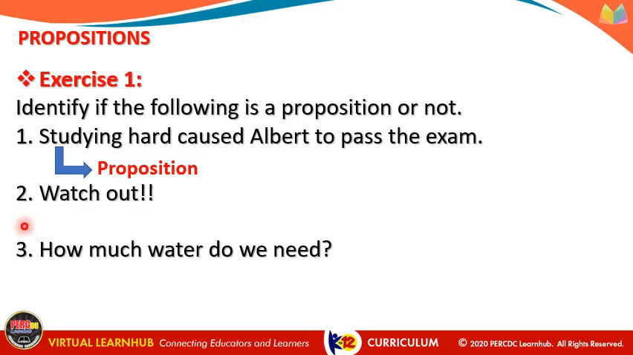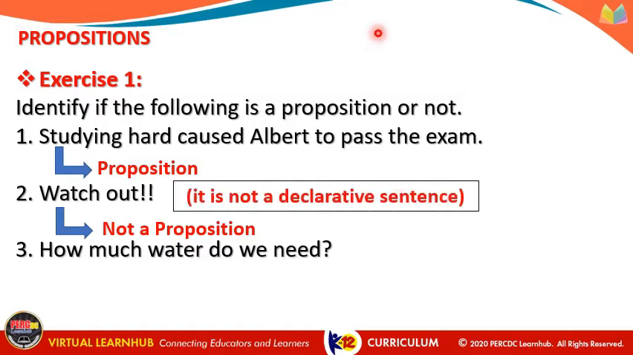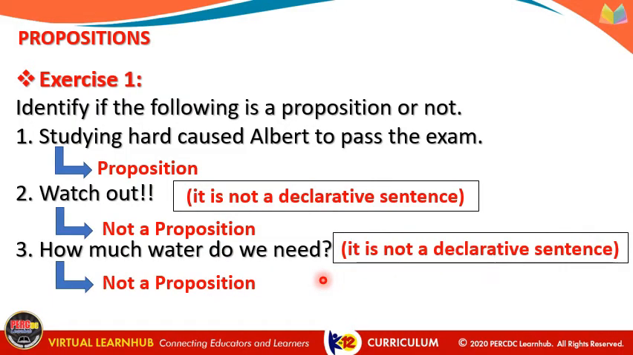What about the second one? Watch out! Now, this is not a proposition. Why? This is not a declarative sentence. It is in fact an exclamatory sentence. Third one, how much water do we need? Also, this is not a proposition. Once again, because this is not a declarative sentence. Specifically, this is an interrogative sentence.